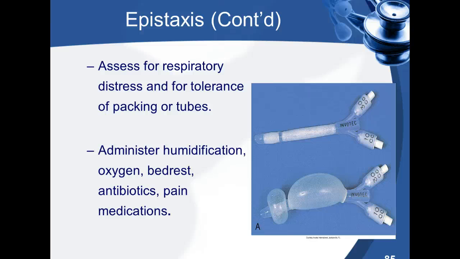Assess for respiratory distress and for tolerance of packing or tubes. Administer humidification, oxygen, bed rest, antibiotics, and pain medications. And those are the nursing interventions you would do after a person got their nose cauterized or whatever was done based on their continuous nosebleeds.